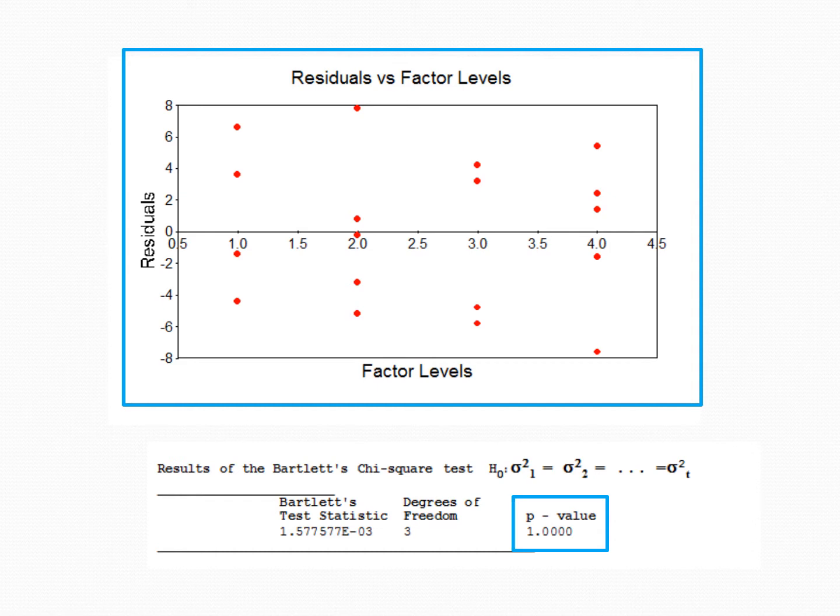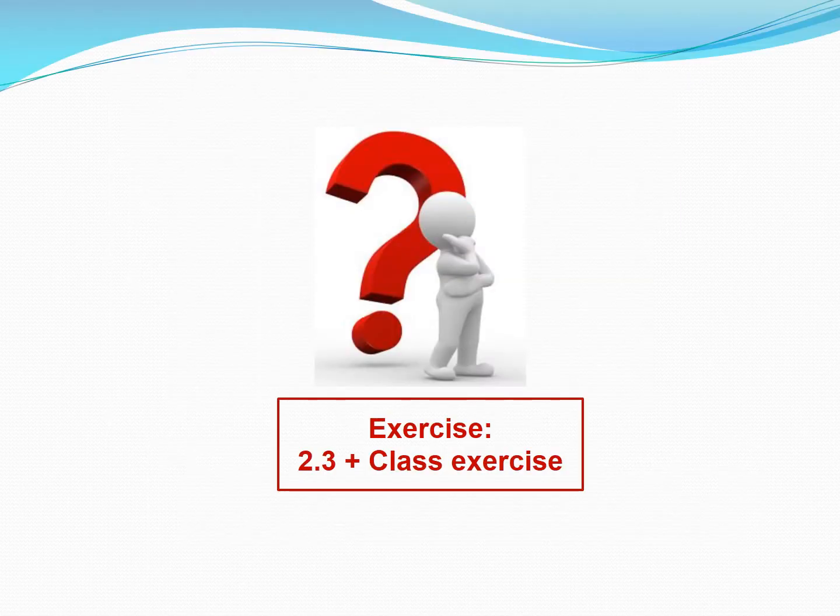If you look at the residuals versus factor levels graph for the textbook example, you can see that the variances are roughly the same in that graph, so this assumption will be met, and this is confirmed with the results of Bartlett's chi-square test, since the p-value is equal to 1, so it will be greater than alpha, irrespective if alpha is 1% or 5%. So you will not reject the null hypothesis, so the variances are equal. You can then try exercise 2.3 in your textbook on the assumptions, please, and then also the class exercise that was distributed in class.